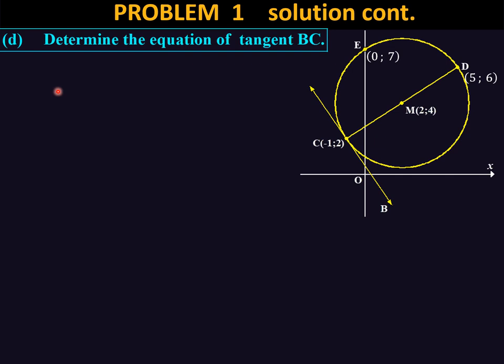Determine the equation of a tangent BC. Let's see, so I want this equation. You know the procedure? 3 steps. First, gradient of the radius, which is gradient of MC, which is quite easy, and that gives us a 2. Then I use that gradient to find the gradient of the tangent, because what do I know?